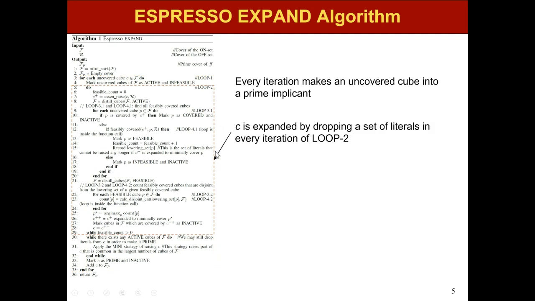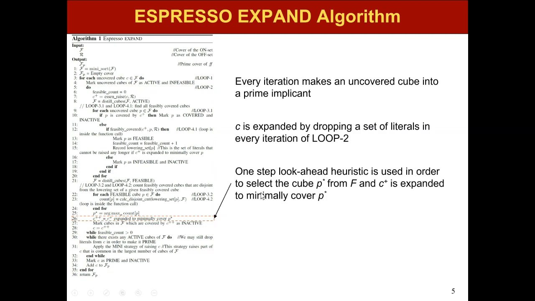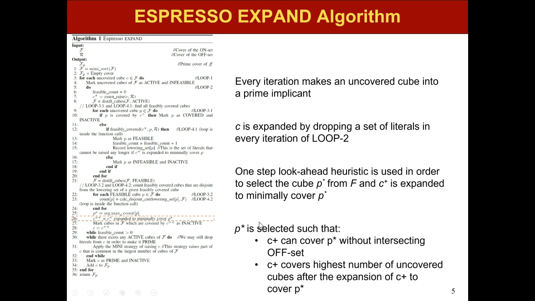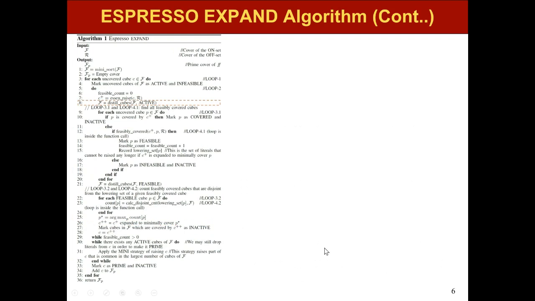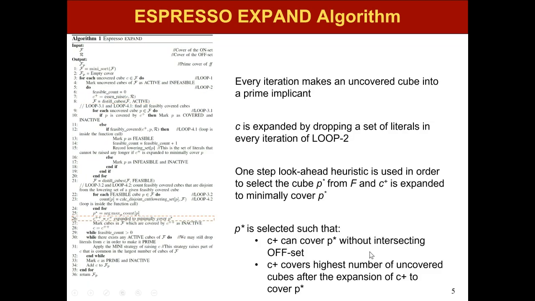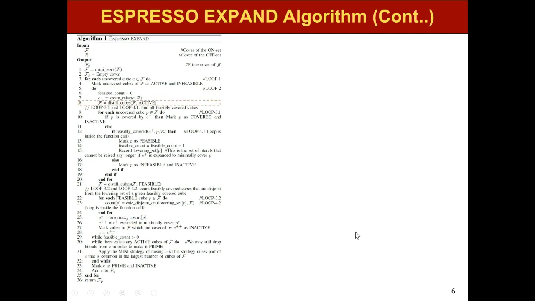It does so by dropping a set of literals iteratively in loop 2. Now the question is, how does it choose the set of literals to be dropped in a single iteration? For that, it uses a one-step look-ahead heuristic to select a cube P star, and the current cube C plus is expanded to minimally cover P star. The selected P star has two properties. First is that C plus can cover P star without intersecting the offset, and secondly, C plus covers the highest number of uncovered cubes after the expansion of C plus to cover P star. Selecting P star is done by the computations in loop 3.1, 4.1, followed by 3.2 and 4.2.